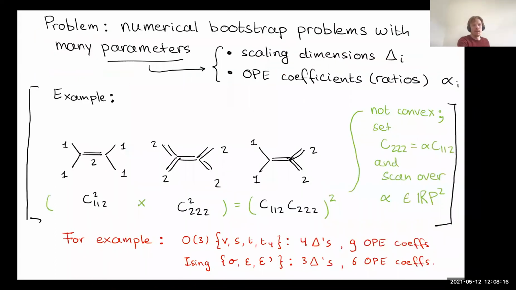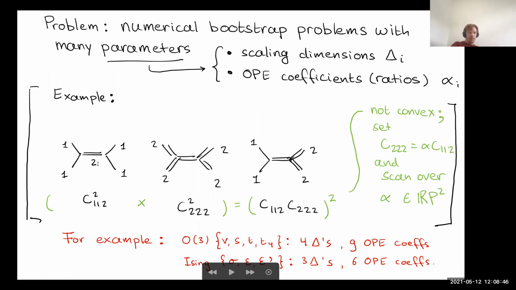So this is the problem. I hope you can still see my screen. I'm just starting from the beginning. So the problem, as I said, was numerical bootstrap problems nowadays come with many parameters attached. So with parameters, I mean external scaling dimensions like deltas and OPE coefficient ratios that I call alpha here on this slide. So let me briefly remind you what these alphas are, where they come from.